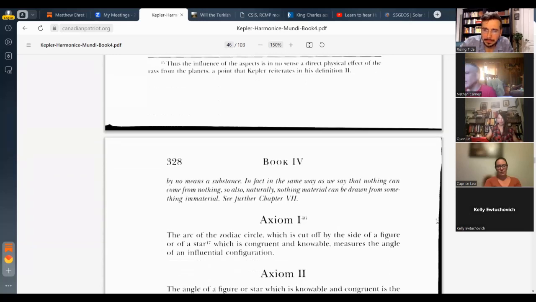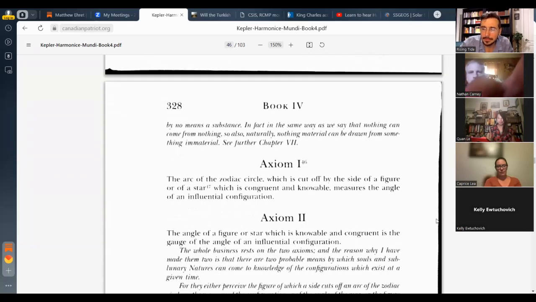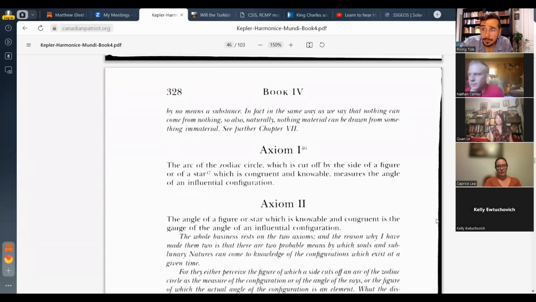Absolutely. So, question. Is he referring to the Earth or the planets with souls? Yes. Okay. Yeah, in case it's not clear, Kepler was proposing that the Earth has a soul. All right.